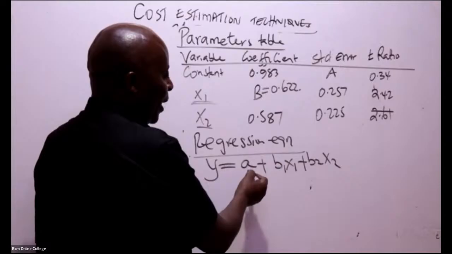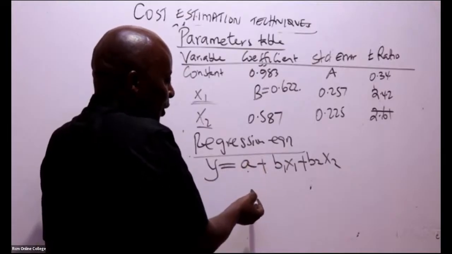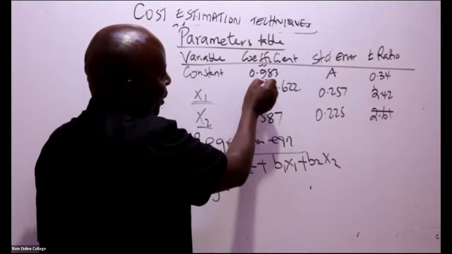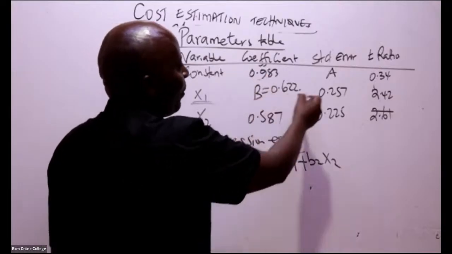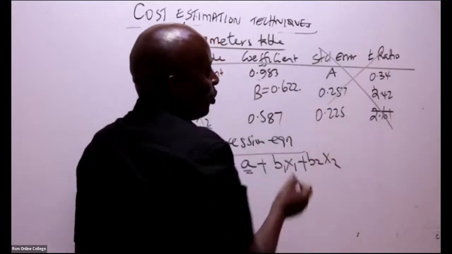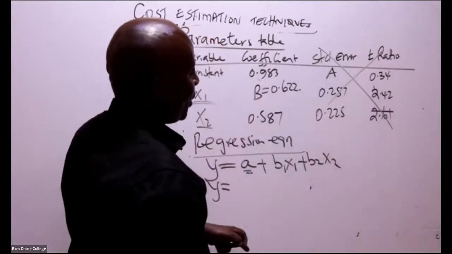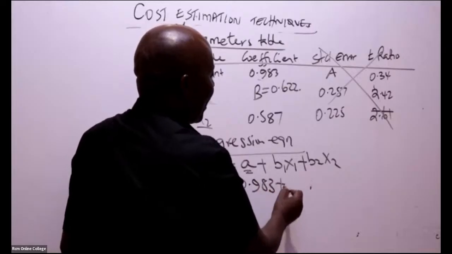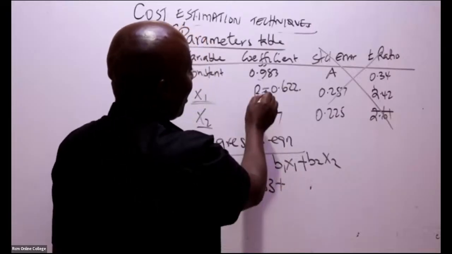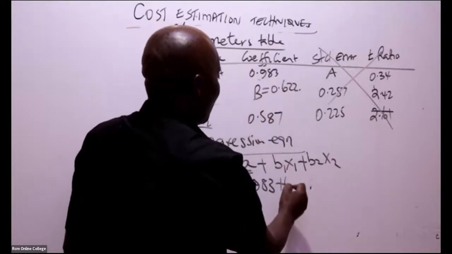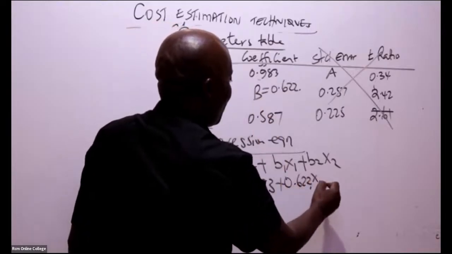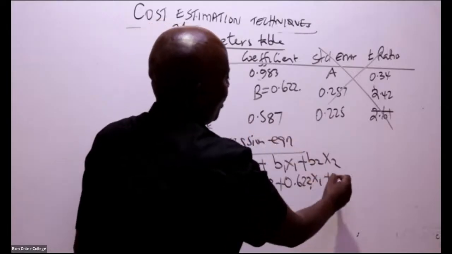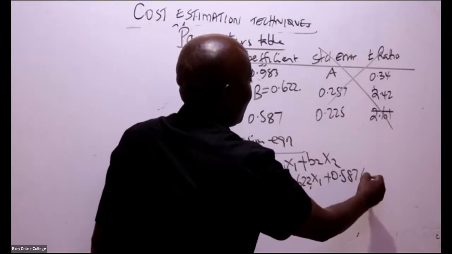Remember, A is the constant coefficient, which is this one. These 2 are irrelevant in terms of equation formation. We are only looking at these parameters. So the constant is 0.983, plus the coefficient of X1, which is 0.622 X1, plus the coefficient of X2, which is 0.587 X2.